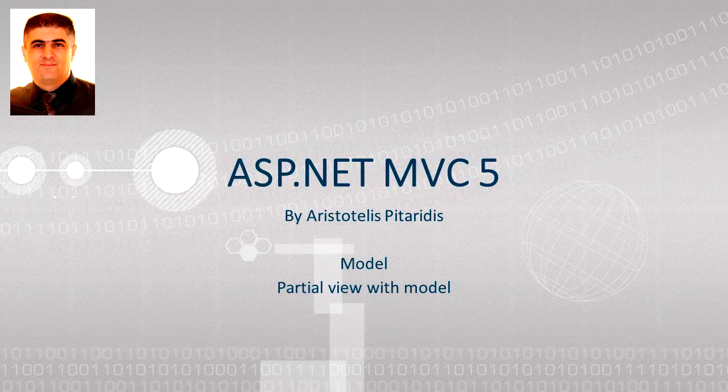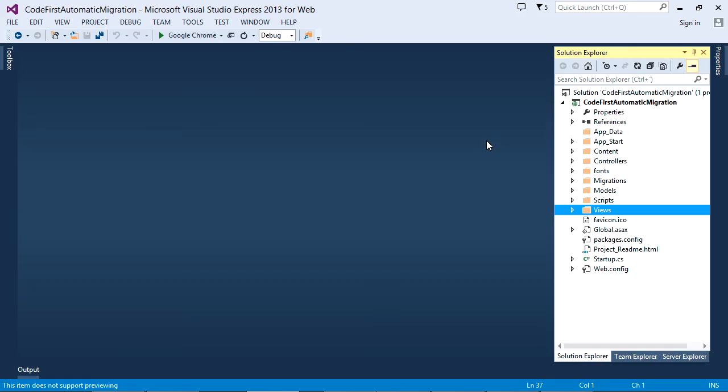Hi, I'm Aristotelis Pitaridis. In this video we are going to see how to convert part of a view to a reusable partial view, and we will see how to define a model for a partial view. If we want to reuse a view or part of the view in our application, we can use the partial view object of ASP.NET MVC.